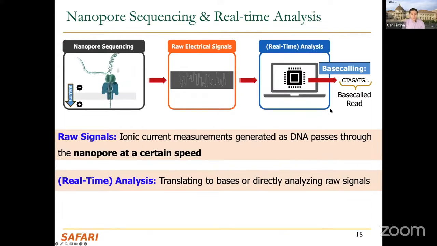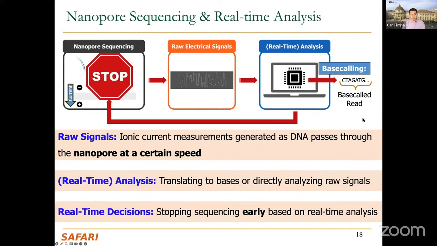But there is actually one more unique feature that nanopore sequencing provides, which is the real-time decisions that we can make during sequencing. And these real-time decisions are made based on real-time analysis.